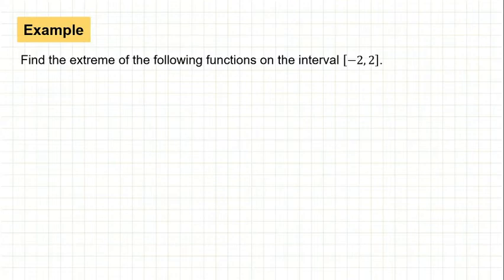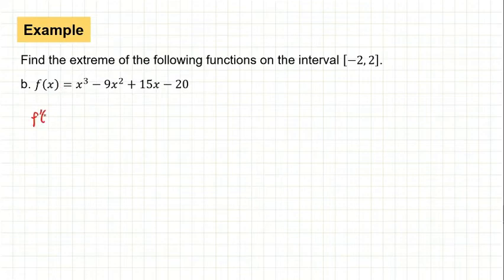Okay, now let us try the second problem. And we have f of x equal to x cubed minus 9x squared plus 15x minus 20. So the same pa rin yung gagawin natin. Let us first look for the derivative of this function. So we will have f prime of x here.